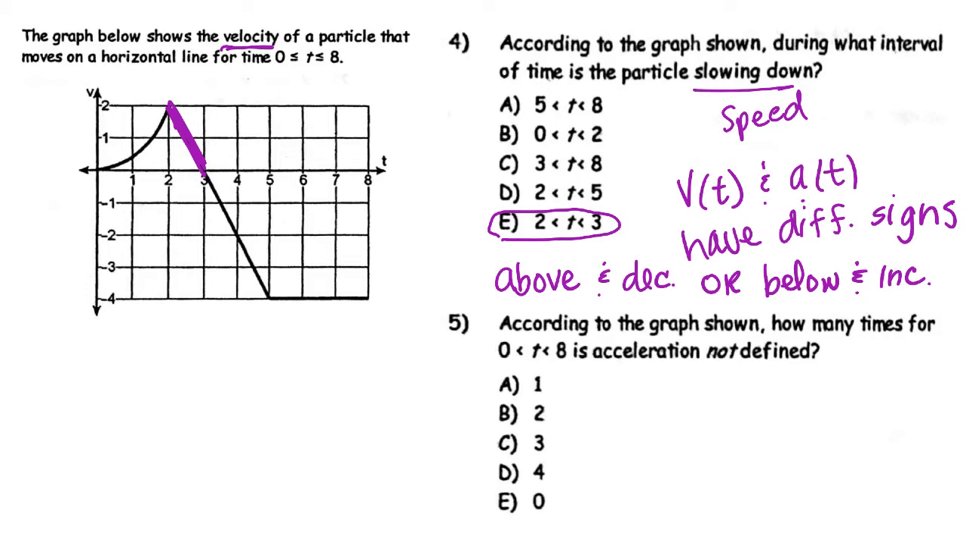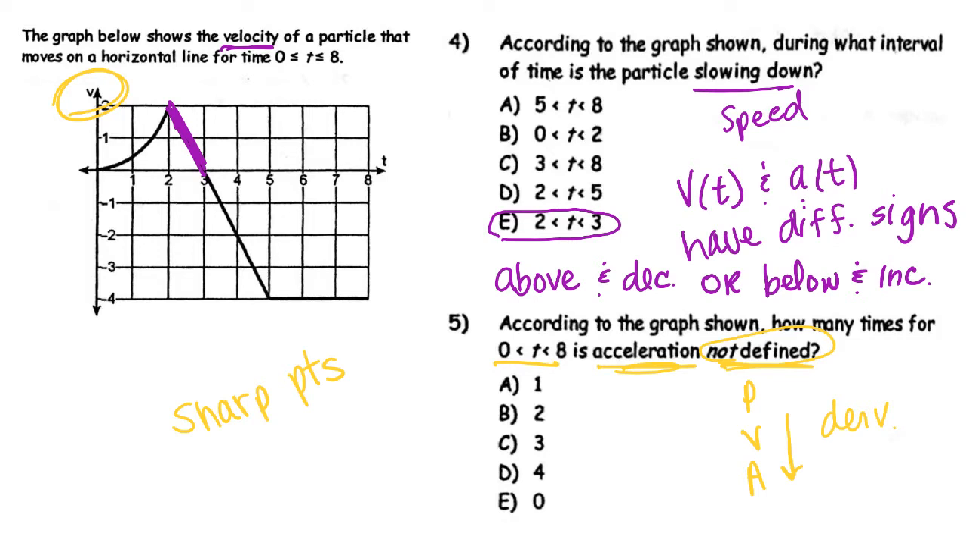So for number 5, according to the graph shown, for how many times from 0 to 8 is acceleration not defined? So again, let's figure out where we're at in our chain of events. We're given the velocity graph, and I'm asked about acceleration, so I'm moving downward. So I'm looking for the derivative, and it says not defined. So I know a derivative is not defined at sharp points, and that's because the slopes from the left are not equaling the slopes from the right.